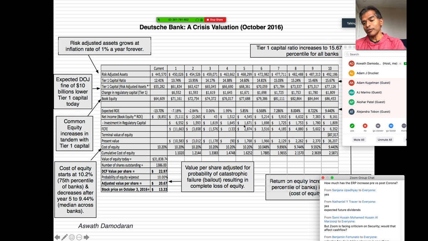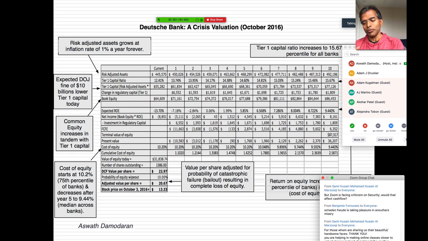you know what Deutsche is trading at right now? Middle single digits, $6, $7 per share. This is a company that seems to be not just hitting one iceberg, but manages to hit an iceberg every year. It's like a disaster movie in motion.